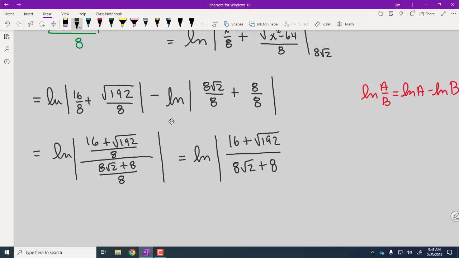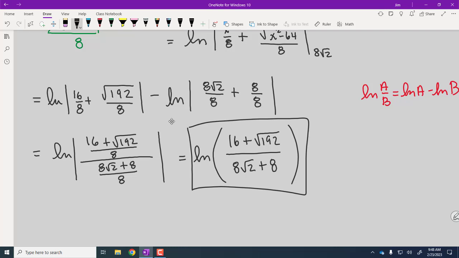And again, we don't need the absolute value, so let's pop that off. We'll just put parentheses. And that'll be our final answer.